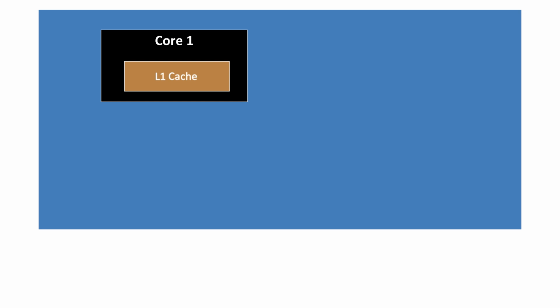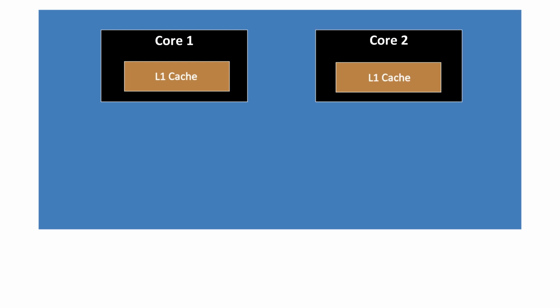Now cache is divided into three types: L1 cache, L2 cache and L3 cache. L1 cache is the closest to the cores of the microcontroller. Usually L1 cache lies inside the core itself. So whichever variables or data the microcontroller needs to access frequently can be stored in L1 cache.